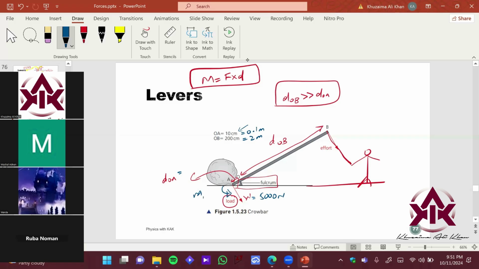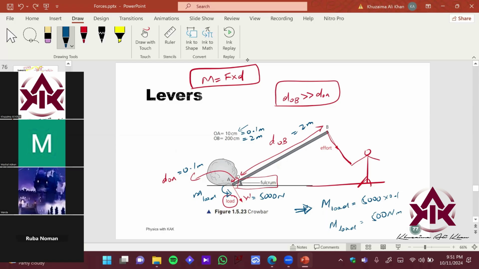What is the moment of the load? Distance OA is 0.1 meter, and distance OB is 2 meters. So let's find the moment from the load. The moment of load is going to be 5,000 times 0.1. So what is the moment coming out to be? It's 500 Newton meters.